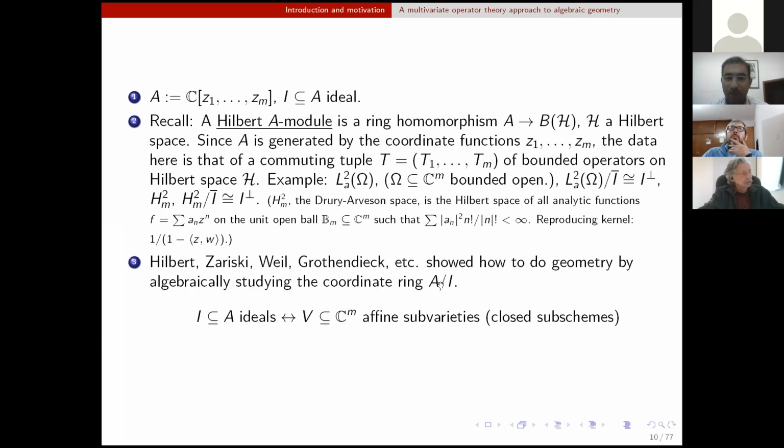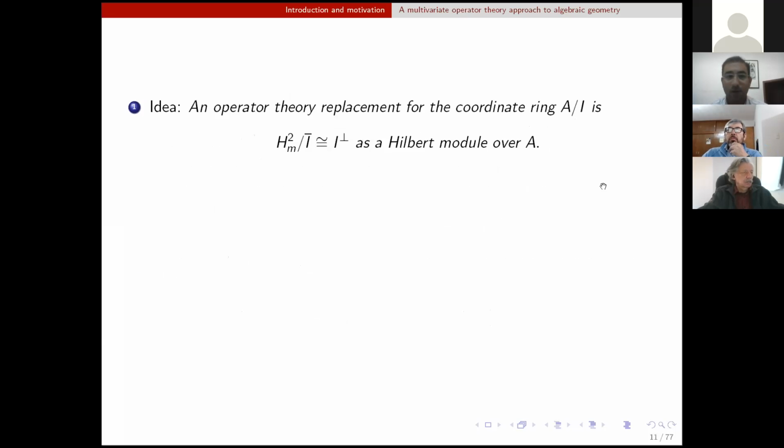Okay, but this is a fundamental idea of algebraic geometry. And now we are going to use Toeplitz operators to imitate this process, the construction of the coordinate ring. So the coordinate ring is given by the quotient of your ring of polynomials modded out by your ideal. But you have a similar construction here that we are going to use. So an operator theory replacement for the classical coordinate ring in algebraic geometry is this one over here.